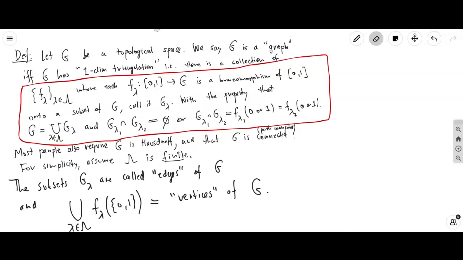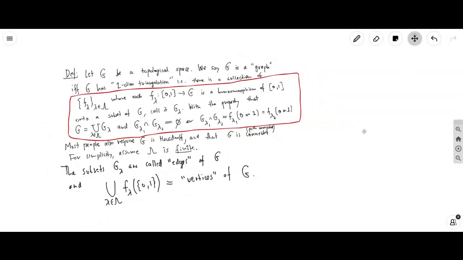So now let me show you some examples to help clarify what we mean. So this is what we call a one-dimensional triangulation. It's a collection of these mappings that have that property. It's one-dimensional because the unit interval is one-dimensional. Later on in the semester, we'll talk about higher dimensional triangulations, and you will see that this is actually a very similar definition.